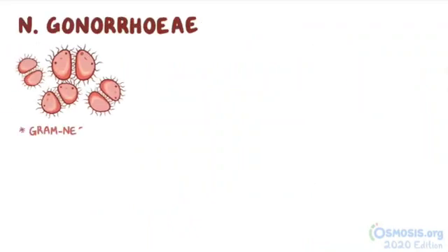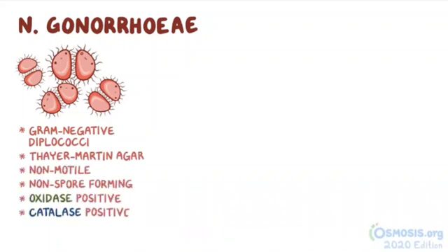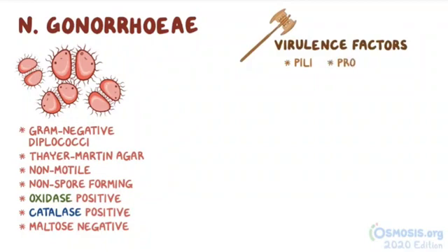Alright, as a quick recap. Neisseria gonorrhoeae is a gram-negative diplococci that grows best on Thayer-Martin agar. It's non-motile, non-spore-forming, oxidase positive, catalase positive, and maltose negative. It lacks a capsule, but has other virulence factors like pili, and proteins like PIL-C, OPA, and IgA protease.